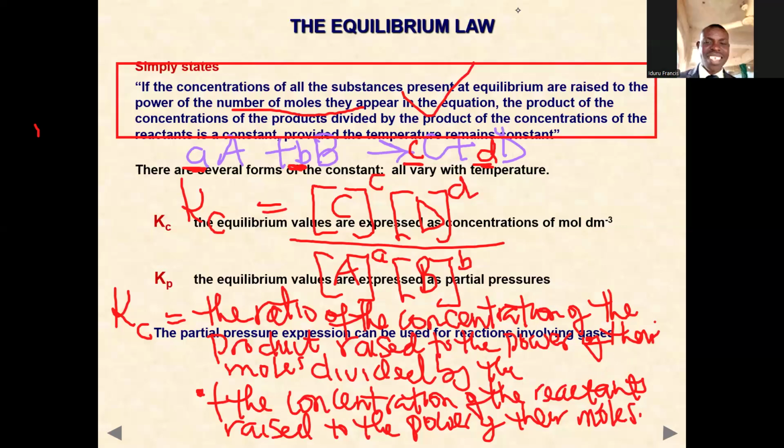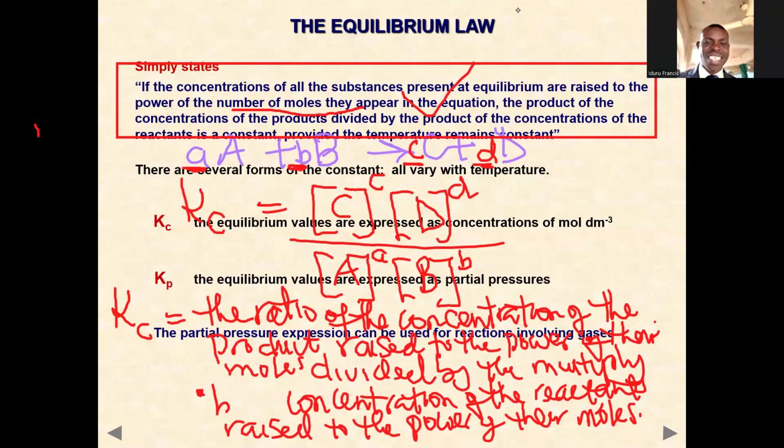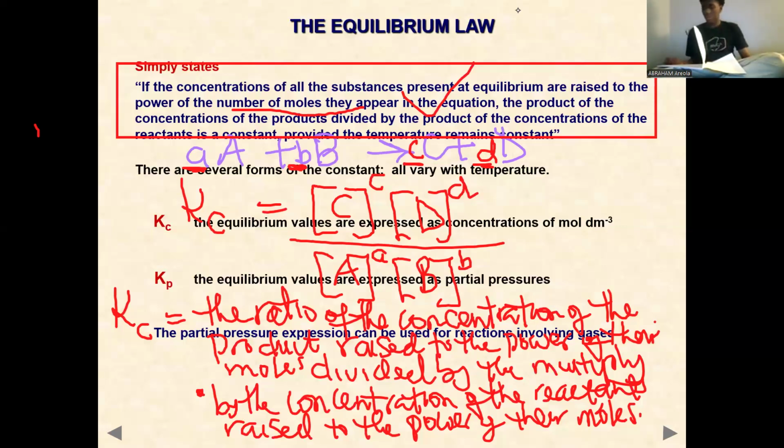All right. So here you can use the word multiply. Divided by the multiply of the reaction. Yes, multiplied by the concentration of the reactant raised to the power of their moles. If you cannot, the formula can help to explain it very well. The formula is just that we divide the product concentration to the power of their mole over the reactant concentration to the power of their mole. Simple as that.